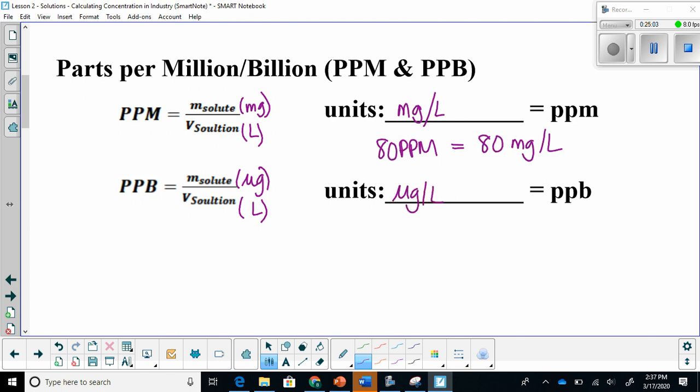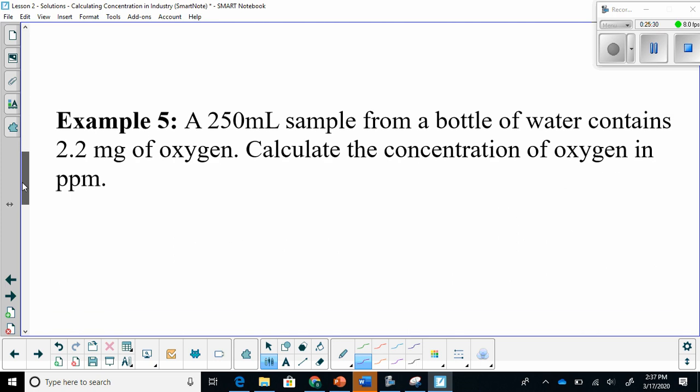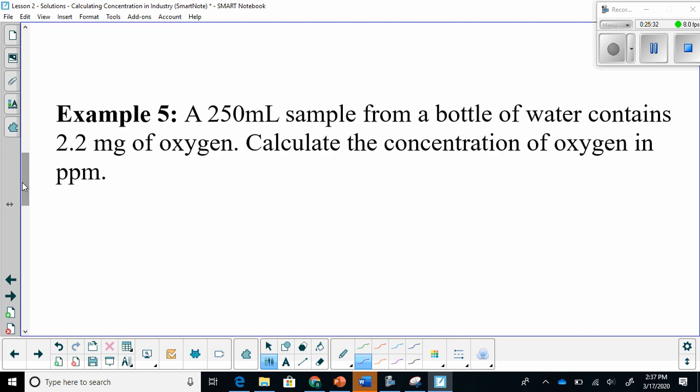So if I say I have a carbon dioxide concentration in the river of 78 parts per billion, that is the same thing as saying I have 78 micrograms per liter. Again, that unit conversion is going to be helpful for you when you are doing problems and manipulating the variables. Let's go ahead and do an example. A 250 milliliter sample from a bottle of water contains 2.2 milligrams of oxygen. Calculate the concentration of oxygen in parts per million.